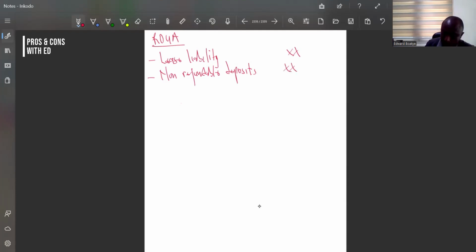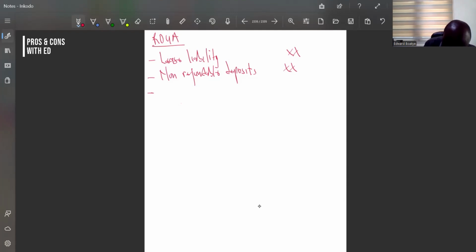One, we are getting our lease liability, which we've already calculated to be the present value of all the future payments. Two, we are talking about non-refundable deposits that we've made already. So you may go and lease an asset and they will tell you to do a down payment. So that down payment is a deposit that you've made, a non-refundable deposit.